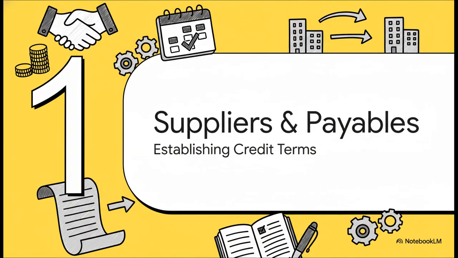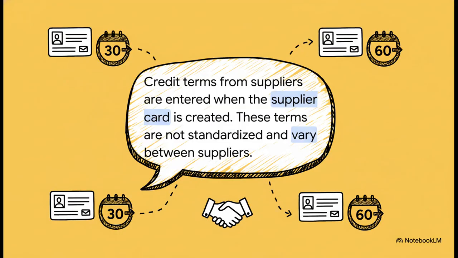Let's start with the foundational step, establishing and recording the credit terms agreed upon with your suppliers. This is a critical element as it directly impacts your cash flow management by defining payment due dates. According to the source material, our case study business, Walk and Roll, negotiates credit terms on a supplier-by-supplier basis. This means there is no standardized approach. Instead, for every new supplier added to Xero, their specific credit terms are recorded directly within that supplier's contact card.